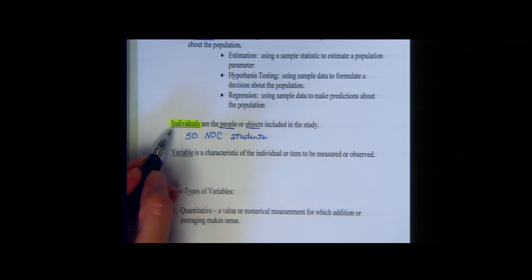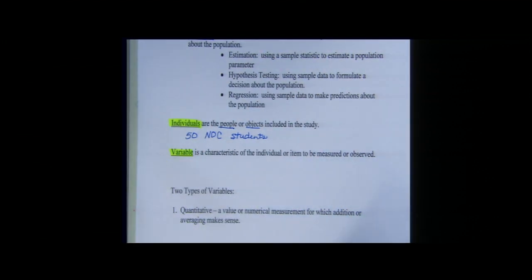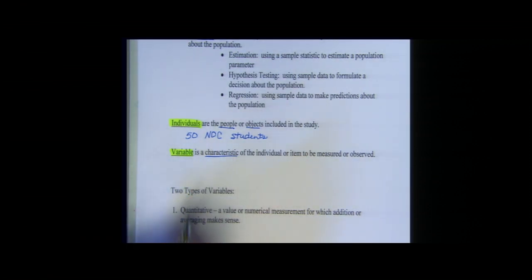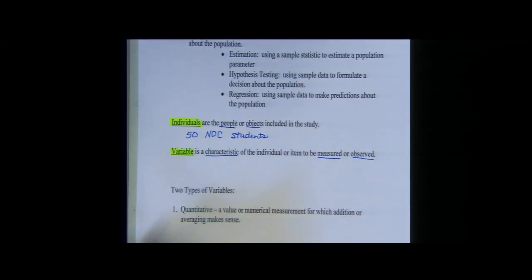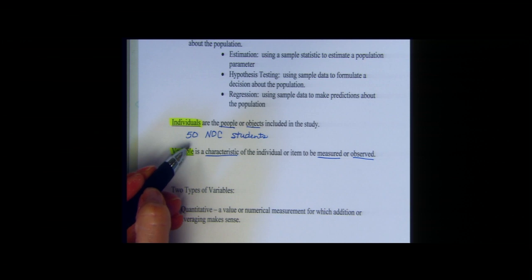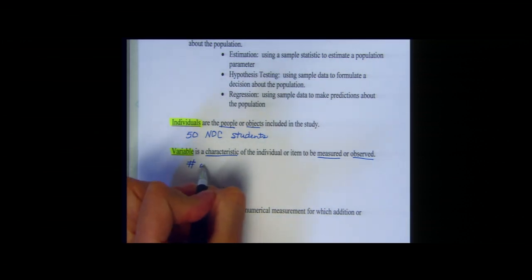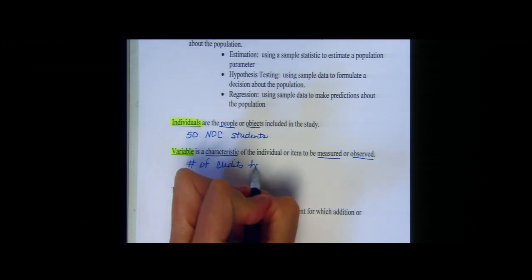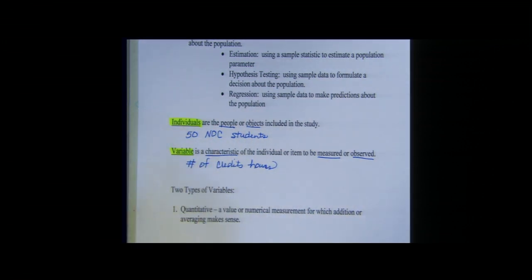And then with the statistical study, you have what is also called the variable, and this is a characteristic of the individual or item that will be measured or observed. So if we were looking at 50 NOC students, you might be asking them, what is the number of credit hours that you are carrying this semester? That would be considered a variable. It is something that can be measured or observed.